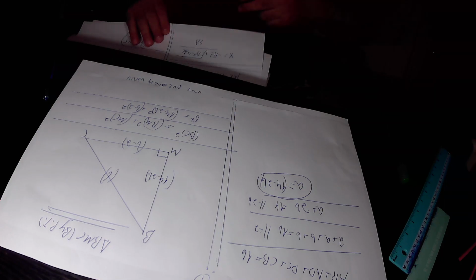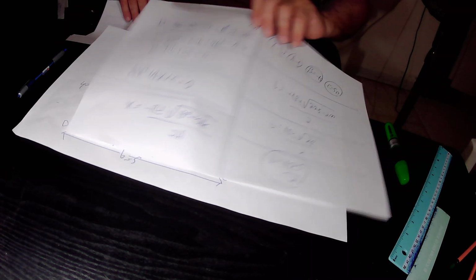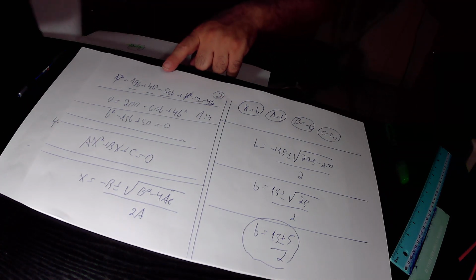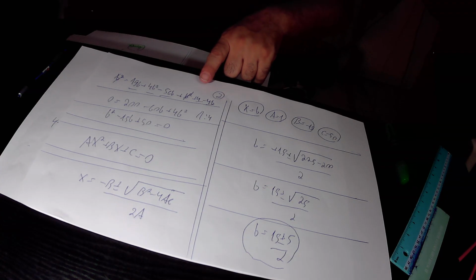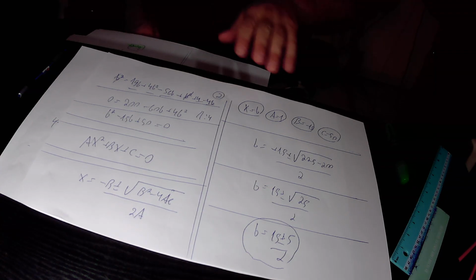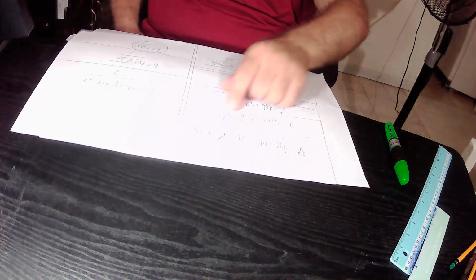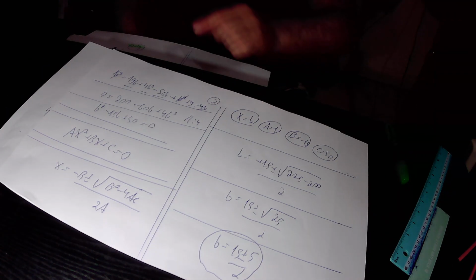So in total we found out that b squared equals 196 plus 4b squared minus 56b plus b squared plus 4. So here we have plus 4 minus 4b.